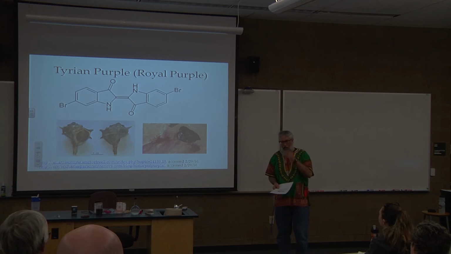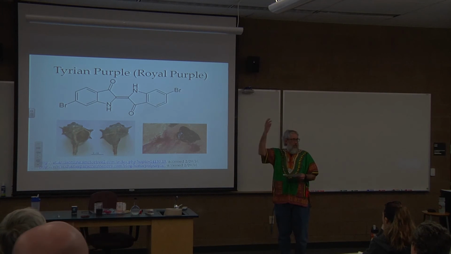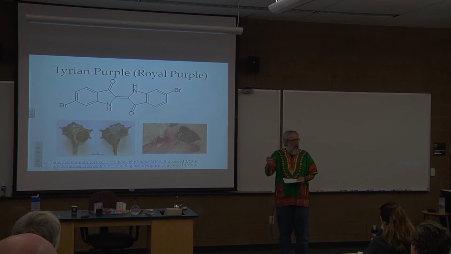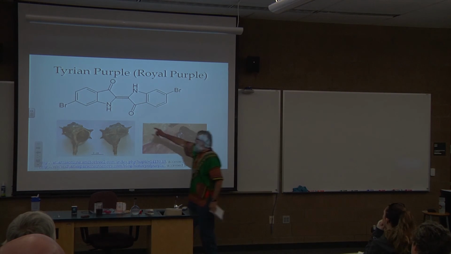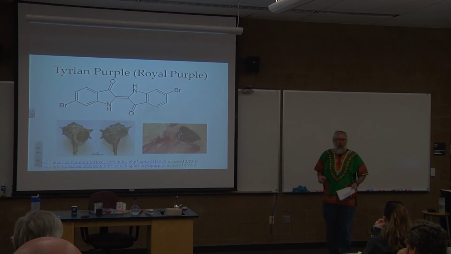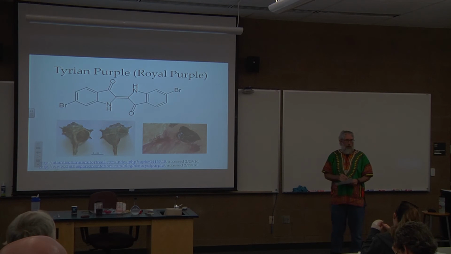Some accounts suggest that you add human urine to it as well. And then you get the Tyrian purple. Like indigo, it has to undergo an oxidation to give this structure. Tyrian purple is called royal purple because of the cost. It took about 12,000 snails to make 1.4 grams of dye.